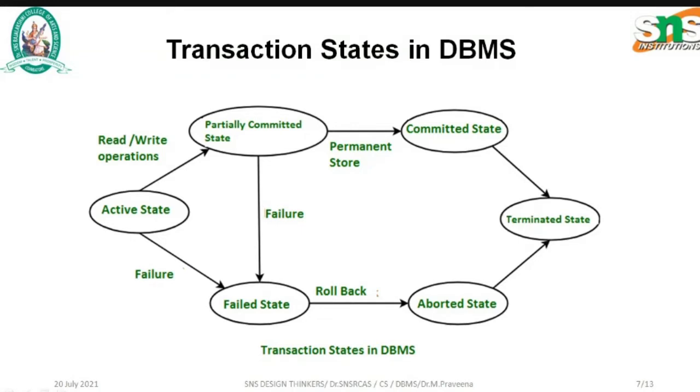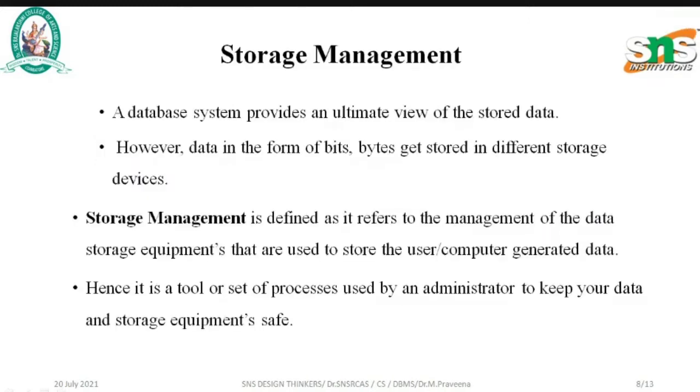The transaction states start with the active state, that is read and write operation, and then it goes to the partially committed state. Then if it continues, it goes for permanent storage and the committed state. That is, the transaction is committed and it terminates the state. Otherwise, if there is any failure, then it comes to the failed state, and sometimes it goes to rollback and goes to the aborted state. These are the states available in a transaction in the database management system.